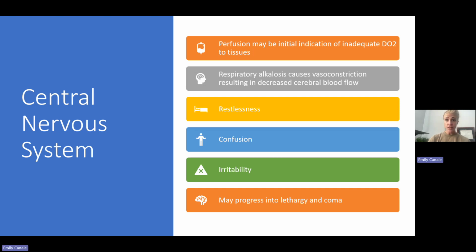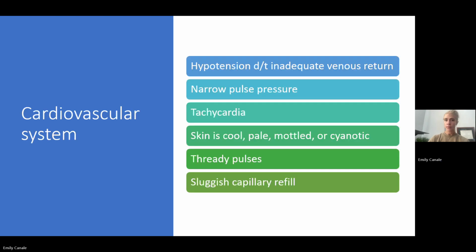And this is just a reminder when I'm assessing my central nervous system. Again, one of my first signs might be that altered level of consciousness. As it progresses into restlessness, confusion, it might progress into lethargy and coma. Initially, with the cardiovascular system, it might be normal at first. So blood pressure, though, is a valuable indicator of fluid status and my cardiac output. So if I have a decrease in my blood pressure, I'm thinking there could be a problem.